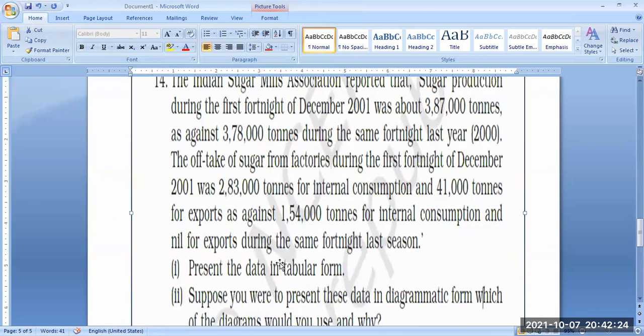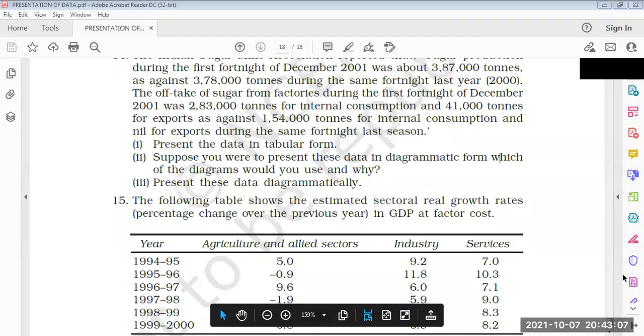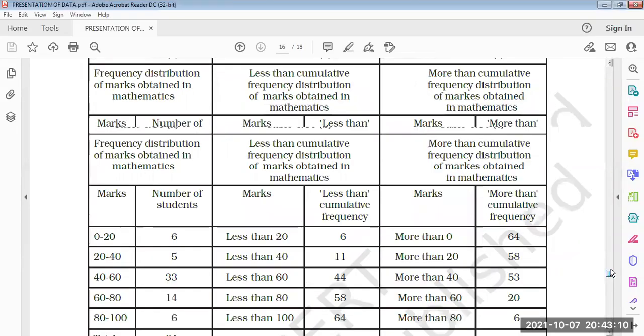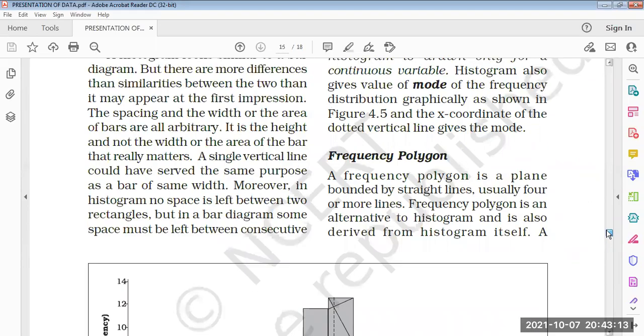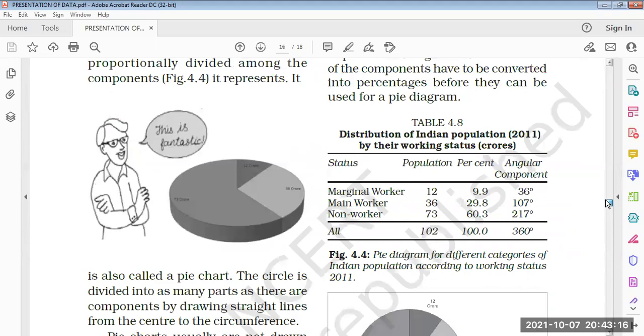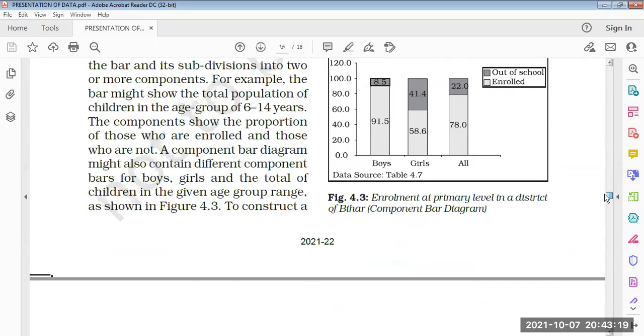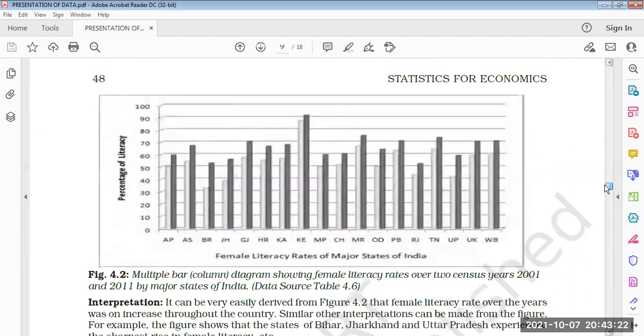Next, coming to the second bit in this one. Suppose you were to present this data in a diagrammatic form. Which of the diagrams would you use and why? Which one will you use? Different diagrams are there. I am going back to the diagrams once. Multiple bar diagram.